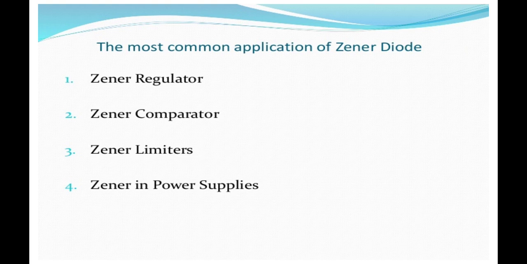Some of the most common applications of the Zener diode: Zener diode as a voltage regulator. In the market, the 78XX and 79XX series voltage regulator ICs are available. But compared to the Zener diode, the cost of that IC is more, and the size is also more. So for our application, we use the Zener diode as a voltage regulator.